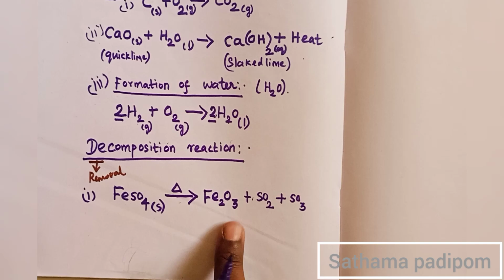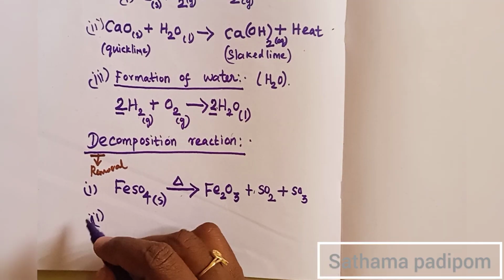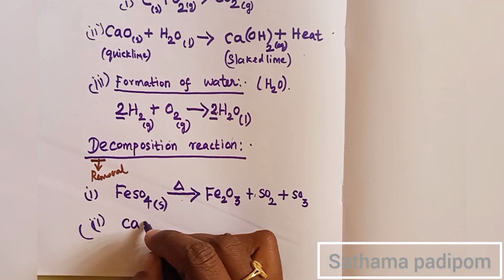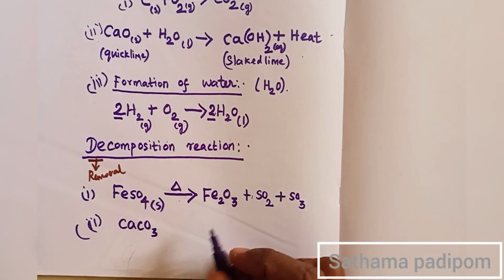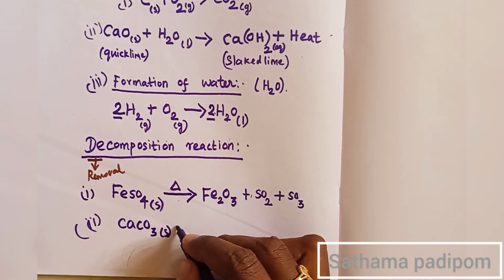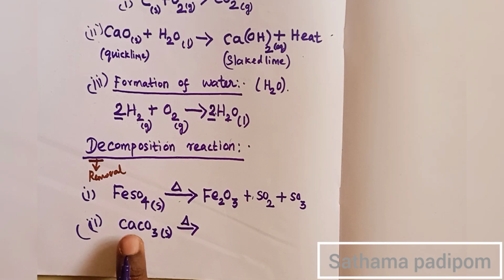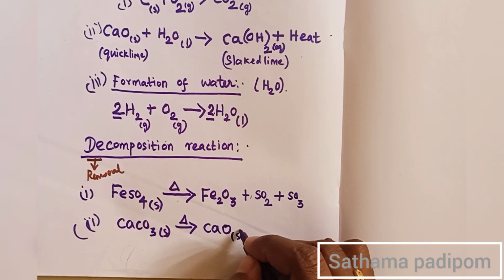Okay, and next, can we write one more example for the decomposition reaction? Calcium carbonate. Calcium carbonate, formula CaCO3. It is also in the solid state. On heating, what will happen? This will break. Okay, how will it break? Calcium carbonate decomposes into calcium oxide. It is in the solid state.